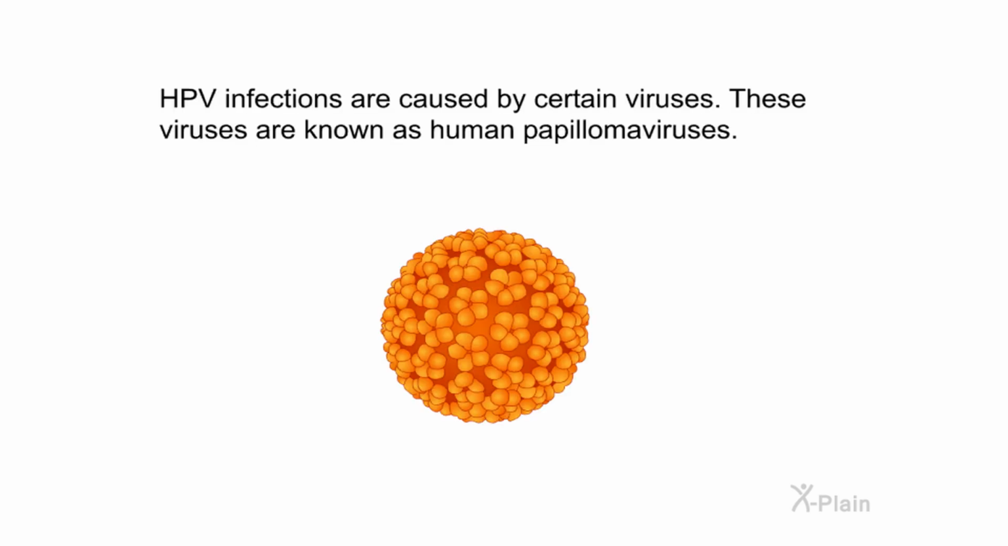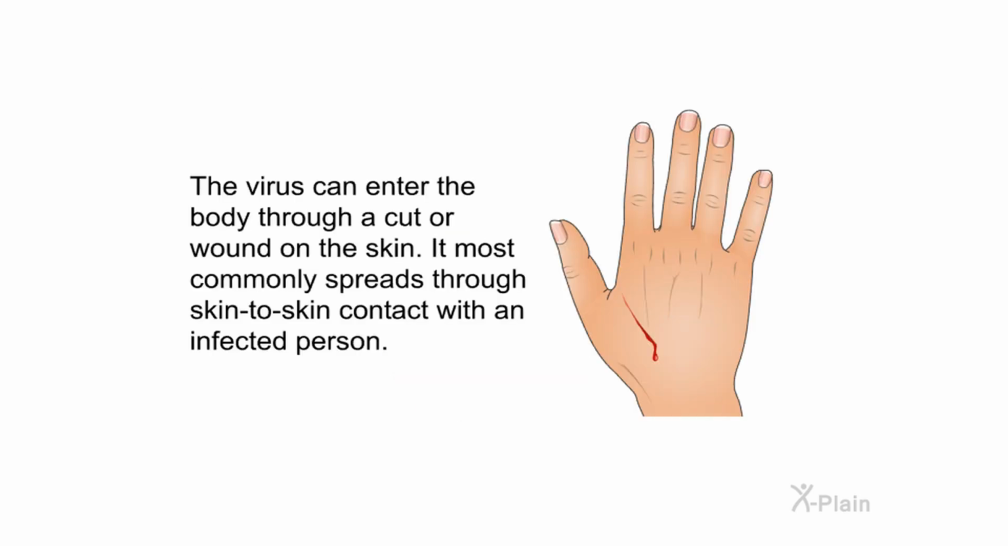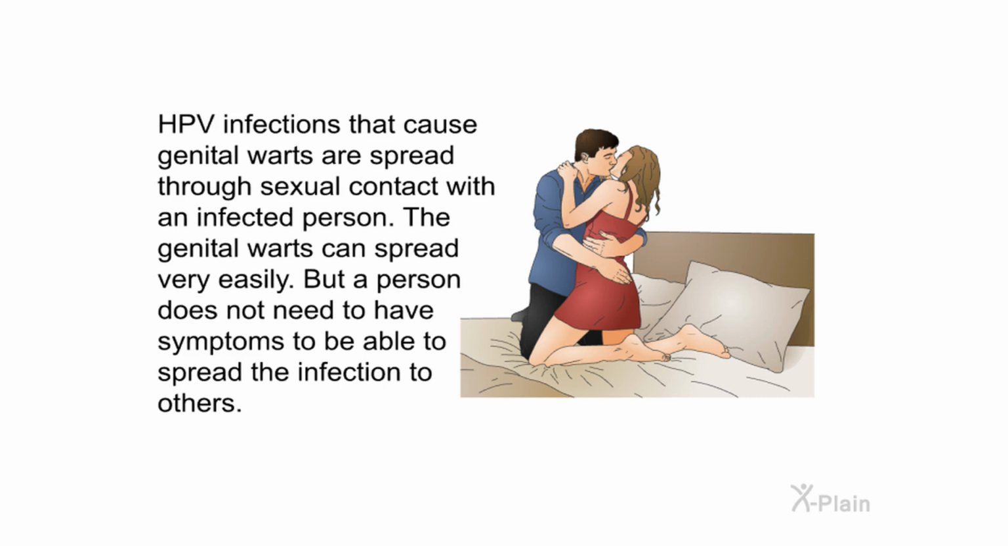Causes. HPV infections are caused by certain viruses. These viruses are known as human papillomaviruses. The virus can enter the body through a cut or wound on the skin. It most commonly spreads through skin-to-skin contact with an infected person. HPV infections that cause genital warts are spread through sexual contact with an infected person.